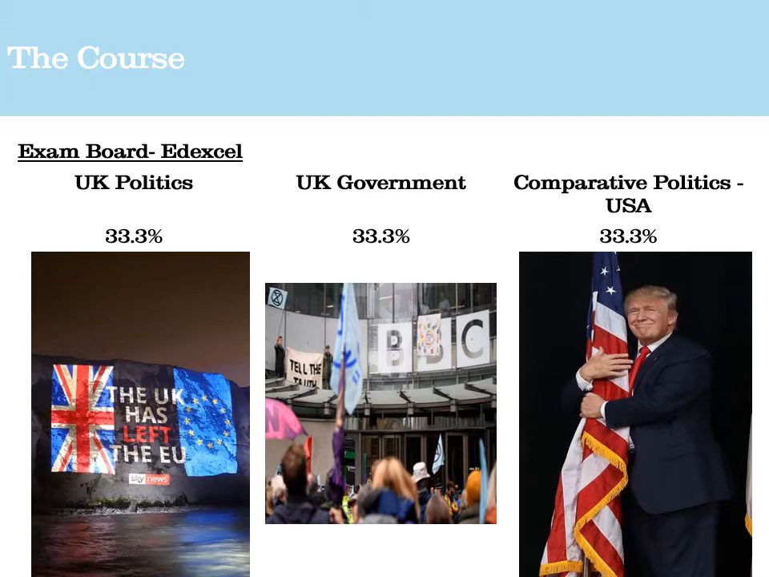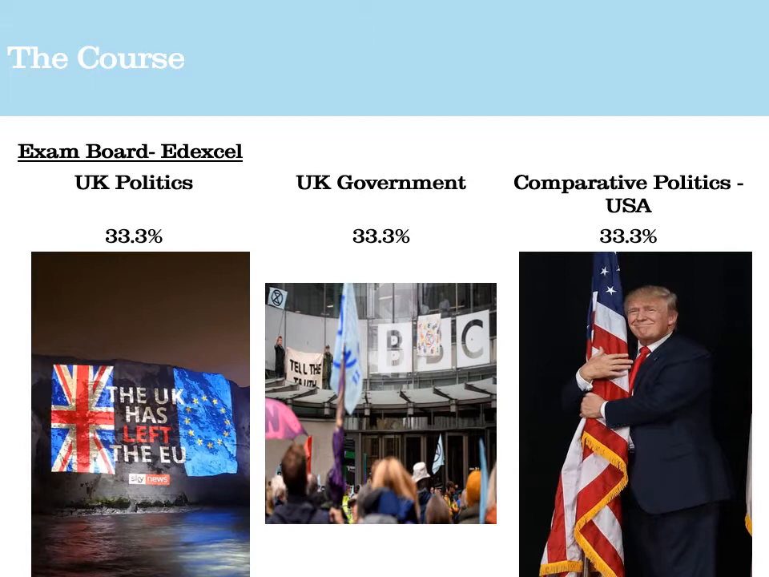We'll consider referendums, as the picture alludes to, so you'll have a look at the Brexit referendum of 2016, but also some previous referendums, as well as elections as a whole, and you'll have to take a keen interest in some notable elections, including the 1979, the 1997 and the 2010 general elections, amongst a number of others.